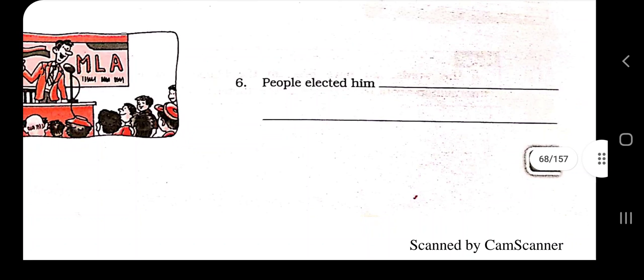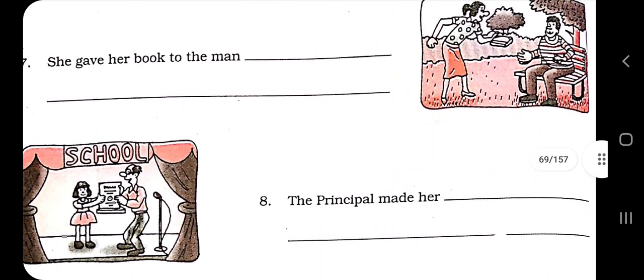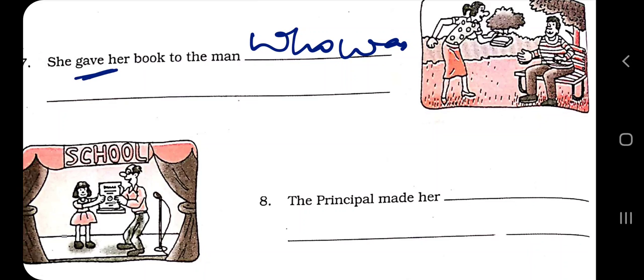People elected him MLA. Okay, elected him as a MLA, or elected him their MLA. Okay, she gave her book to the man who was sitting on the bench. Who was, past tense, so we have to use past tense. Who was sitting in the garden, or sitting on the bench, sitting in the garden.